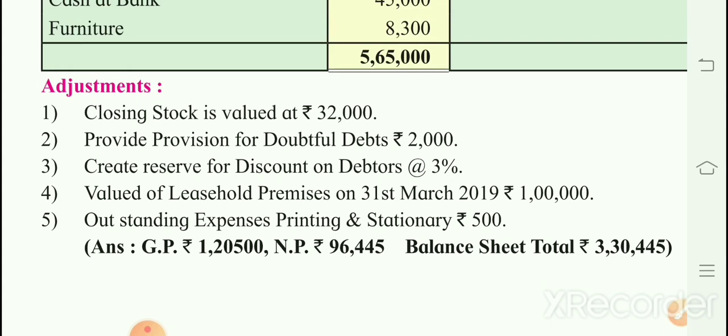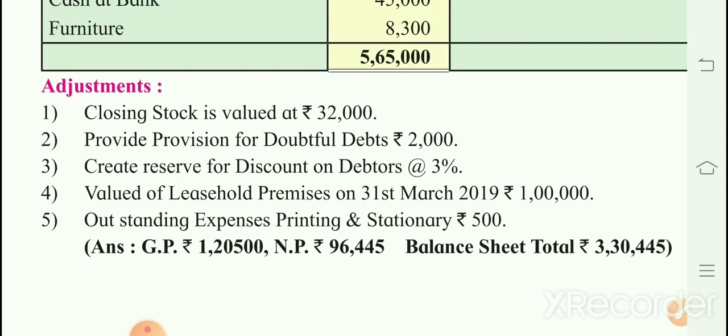Now see, on the asset side of the balance sheet we have written the amount of debtors as 78,500. So charge 3% of 78,500, that will be 2,355. This is our amount of discount on debtors. So create the reserve, deduct the amount of RDD at 3%. Now, 78,500 minus 2,355, that is what 3% we have taken. The amount that will appear in the outer column will now be 76,145. 76,145 will be our remaining amount of debtors.